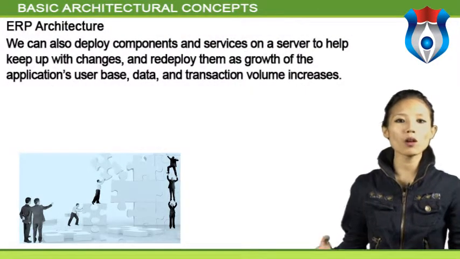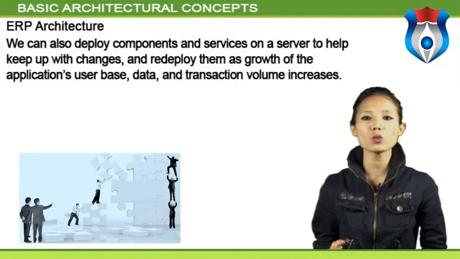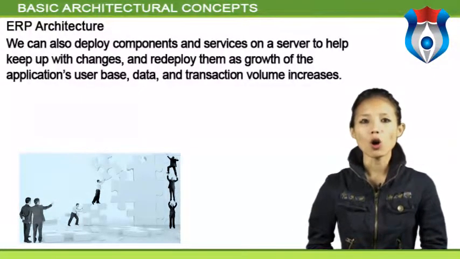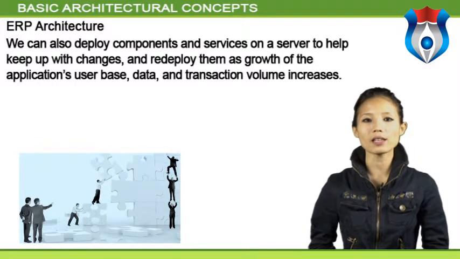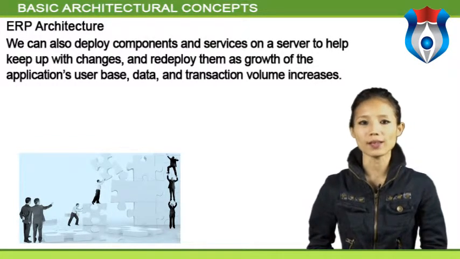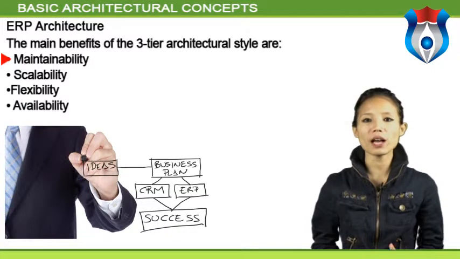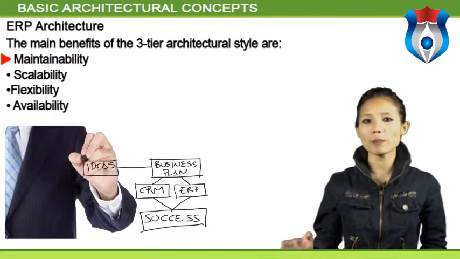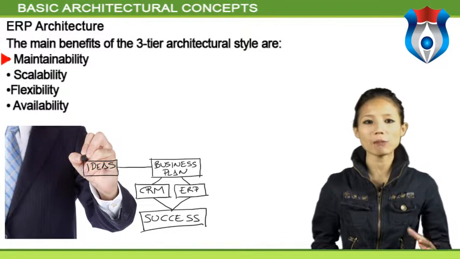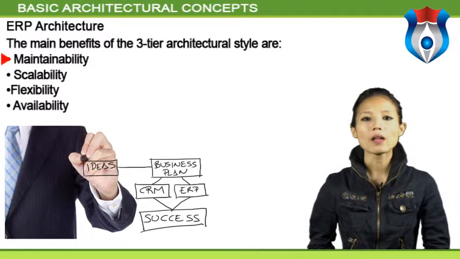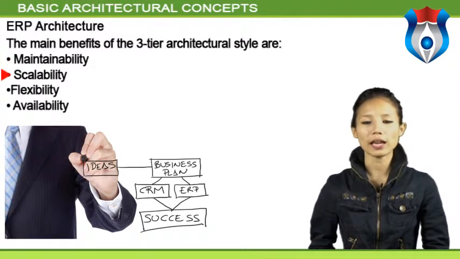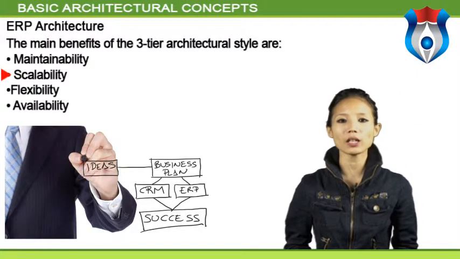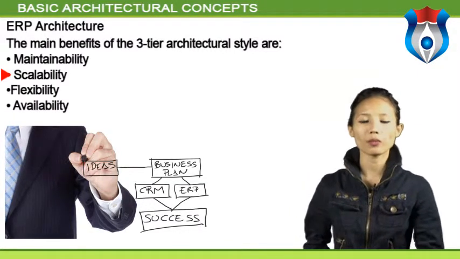We can also deploy components and services on a server to help keep up with changes and redeploy them as growth of the application user base, data and transaction volume increases. The main benefits of the three-tier architectural style are maintainability. Because each tier is independent of the other tiers, updates or changes can be carried out without affecting the application as a whole. Scalability. Because tiers are based on the deployment of layers, scaling out an application is reasonably straightforward.